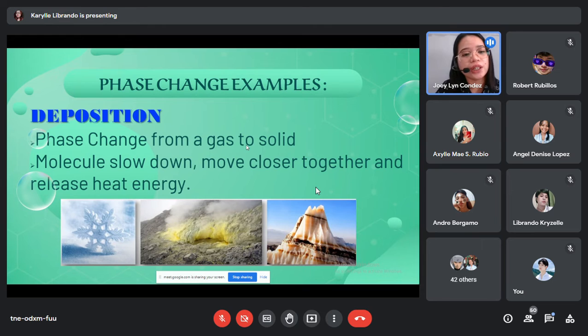The last picture is also made of salt and mineral deposits. They come from the air, and if exposed to a cooler surrounding, they form like that. So that's salt and mineral deposits. We call this process deposition.